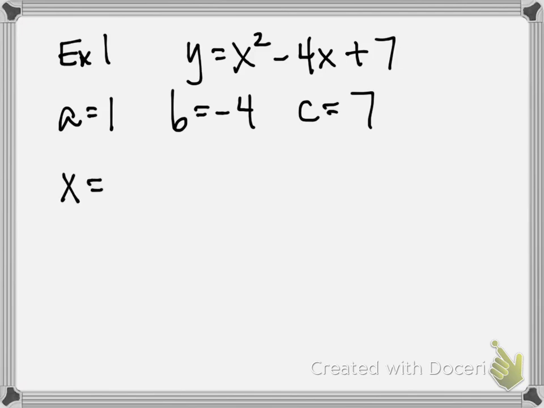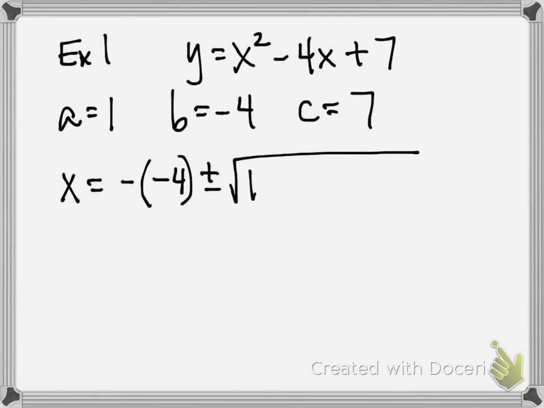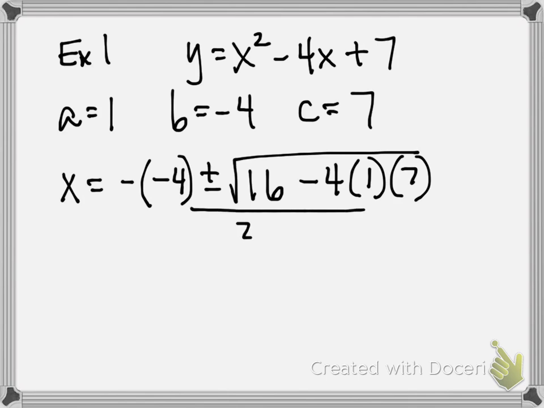x is equal to negative b plus or minus the square root. I always do b squared. b squared is negative 4 squared. Negative 4 times negative 4 is 16. All over 2a.